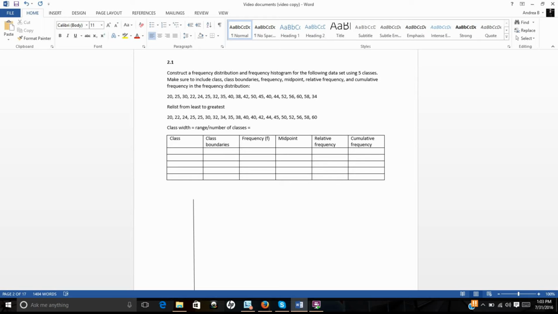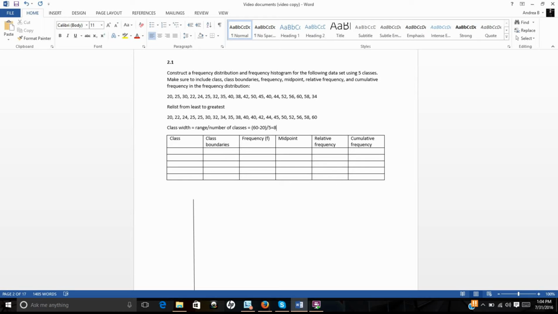So in this case, our range to calculate that, we'll have to do the highest value, which is 60, minus the lowest value, which is 20. Let's subtract that. I'm going to put that in parentheses since we want to make sure that we subtract that first, and then divide the answer by the number of classes. In this problem, if you read the directions again, we said to use 5 classes, so we'll divide it by 5. So if you calculate that, we get 40 divided by 5, which equals 8.